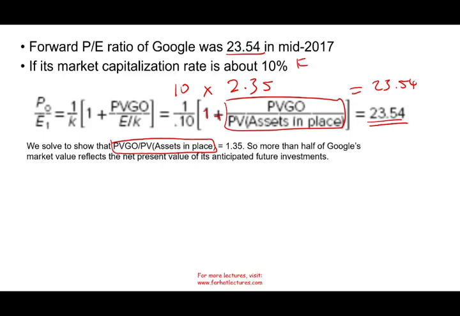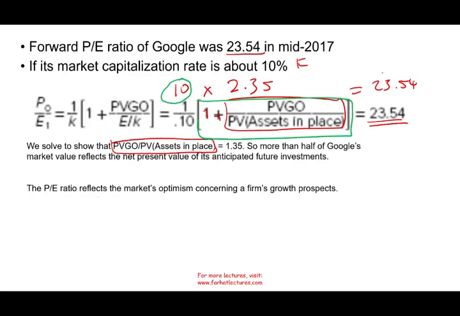What does that mean? It means that for the PE ratio, the majority of the growth of Google stock is due to the growth component, not the no growth component. The no growth component is only 10. The growth component is the remaining 13.54, which is a bigger component. A company like Google will have a relatively high PE ratio because it has future prospects. So the PE ratio reflects the market optimism concerning a firm's growth prospects.